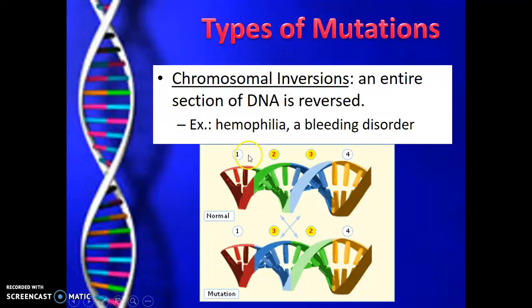So if you look down here, you can use either the numbers or the colors. If we number the sets, it's 1, 2, 3, 4. Well, if 2 and 3 get knocked out and then chromosomally inverted, they get put back backwards. Now you have 1, 3, 2, 4. Okay? So this is a bad thing too. So chromosomal inversion: a chunk gets knocked out and put back in backwards.